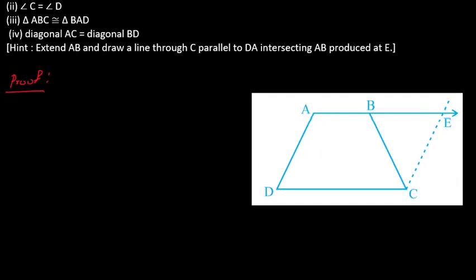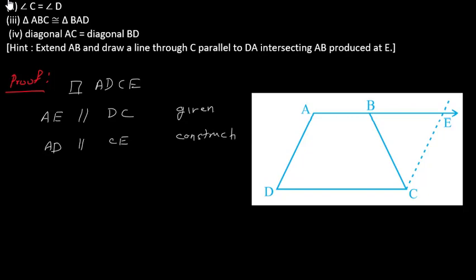Now, let us take quadrilateral ABCD. In proof, I will take quadrilateral ADCE. In quadrilateral ADCE, we have AE parallel to DC. It is given, I will say. And AD parallel to CE. This is from construction. In construction, we have drawn a line parallel to this AD from point C. So therefore, this ADCE will become a parallelogram.